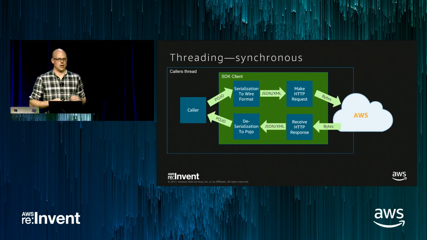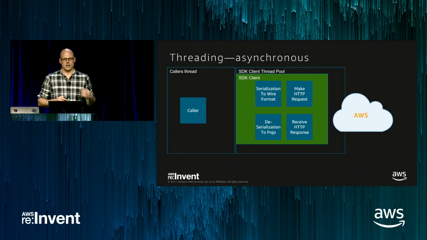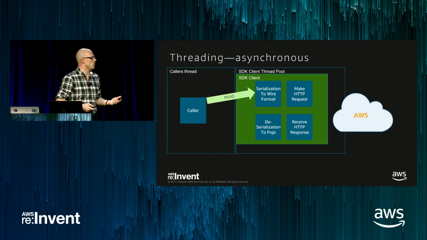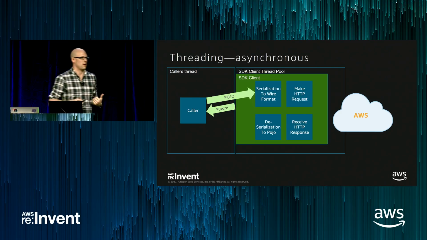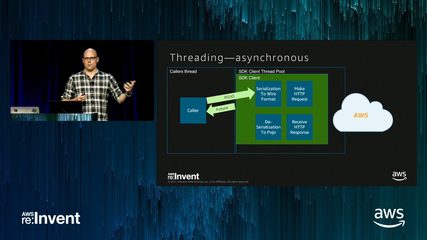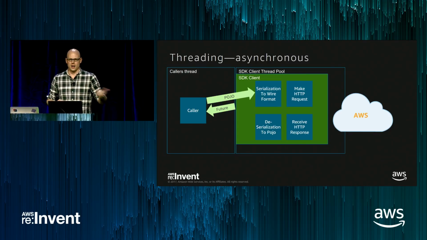V1 of the SDK includes an asynchronous set of clients that you can use. Let's look at how that works. Again, you call it, you give it your POJO, and instead of waiting for that request to happen, we'll give you back a future immediately. This is kind of a bucket, a promise to say we're going to put the result in here when we're done. But behind the scenes, what's happening is effectively the same thing.